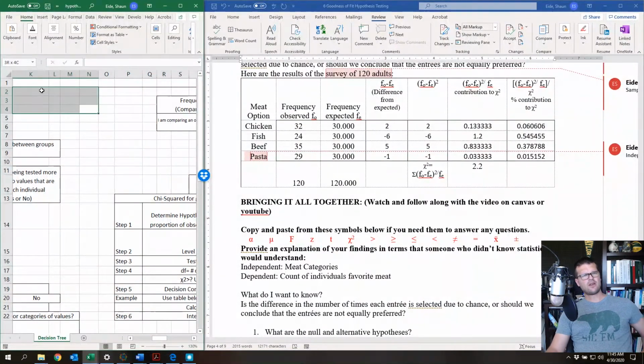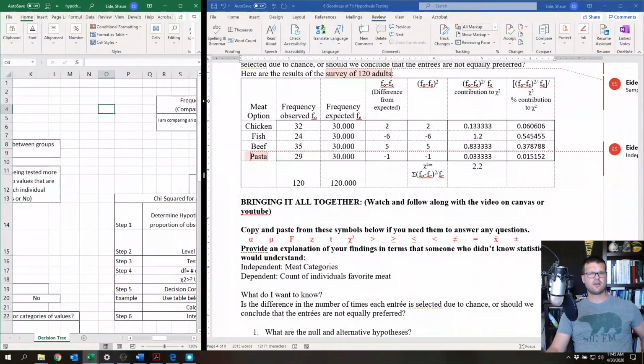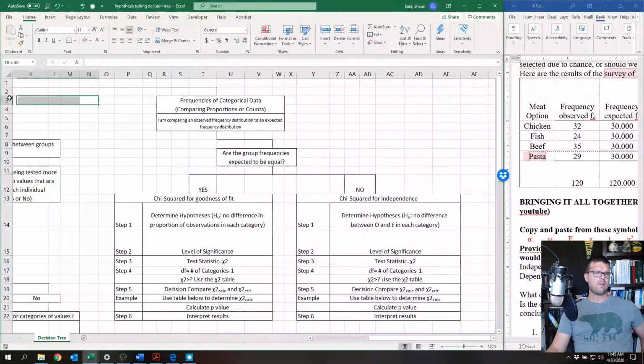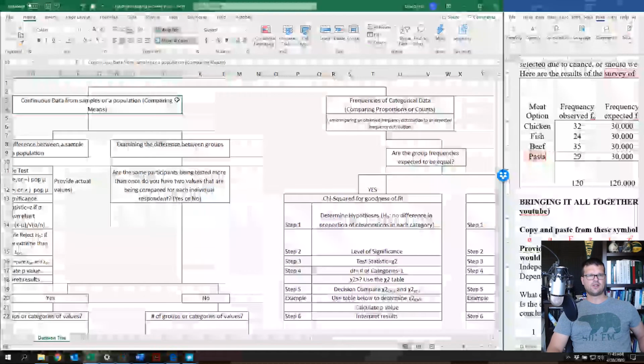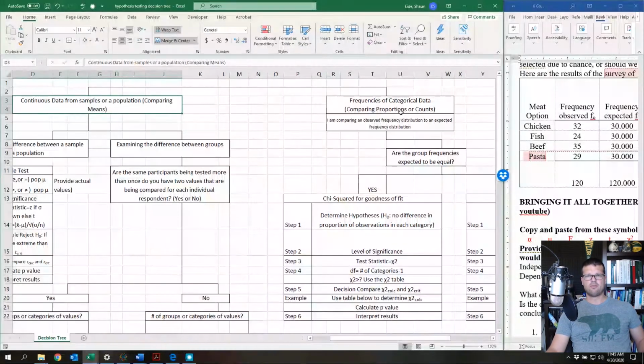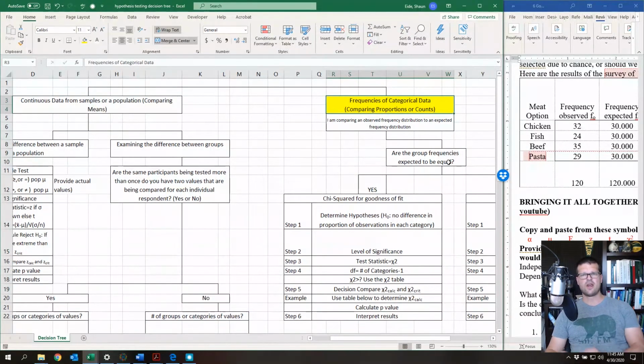So am I comparing counts, or am I comparing means? And the answer is I'm comparing counts. So we come right over here in this decision-making chart, and I'm going to click on yellow. In this decision-making chart, we are comparing counts.